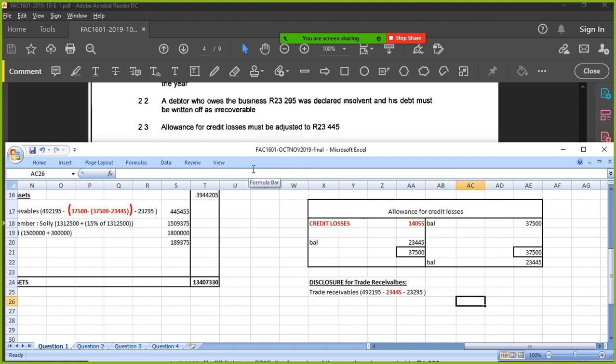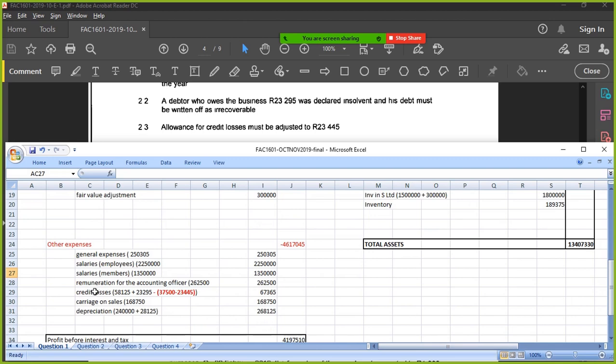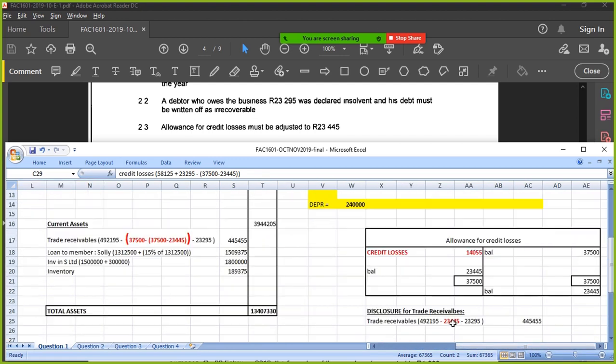Is that okay? So can I just put the final amount? The final amount as 23445, yes, that is the allowance. But you have to adjust because remember it's going to affect this. I got that part right. Then that's just fine. Just be careful how you do it. As long as you've got the right disclosure, that is the disclosure. Whether you're adjusting the allowance and then getting it, or whether you're just showing the allowance and then getting it, it's fine. As long as you've got 445.